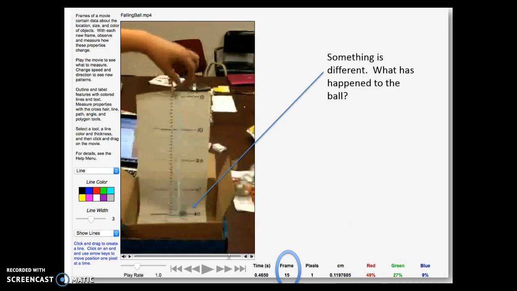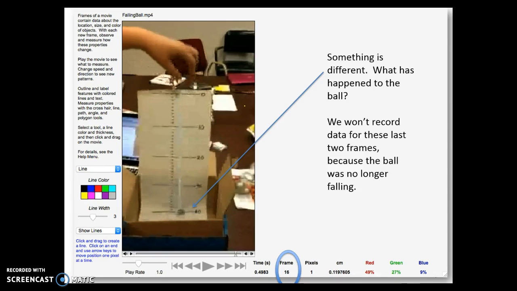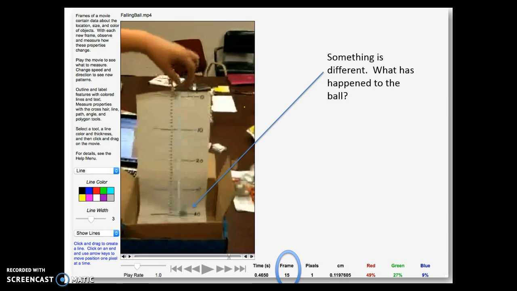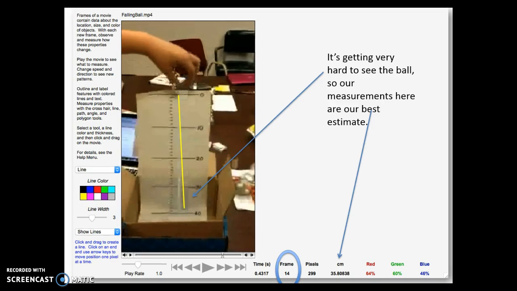And then frame 15. Well, wait a minute, we're at the bottom. So if we're at the bottom, is the ball any longer falling? No. So we're going to stop. We're not going to use frame 15 and 16, okay? I'm not even going to use frame 15. We're going to stop at frame 14.